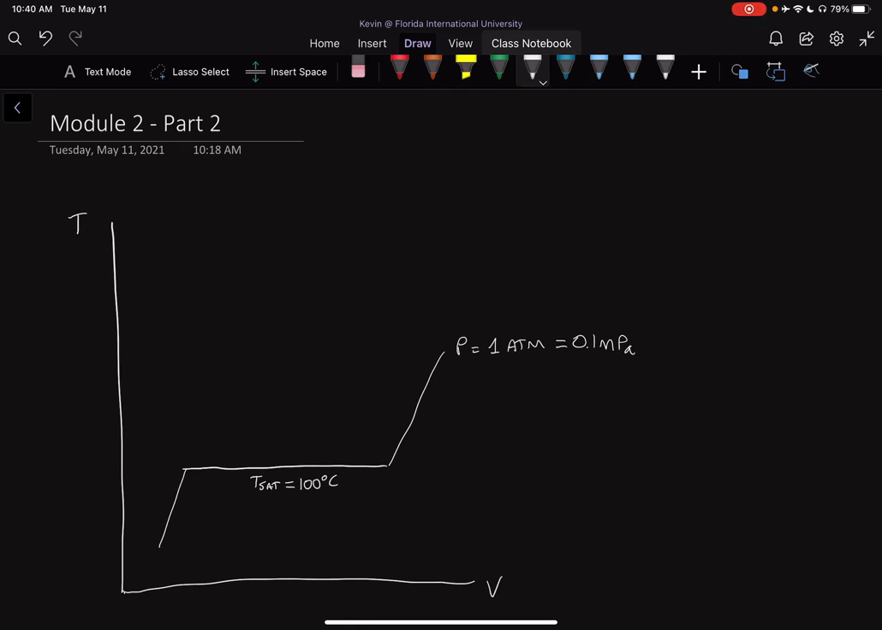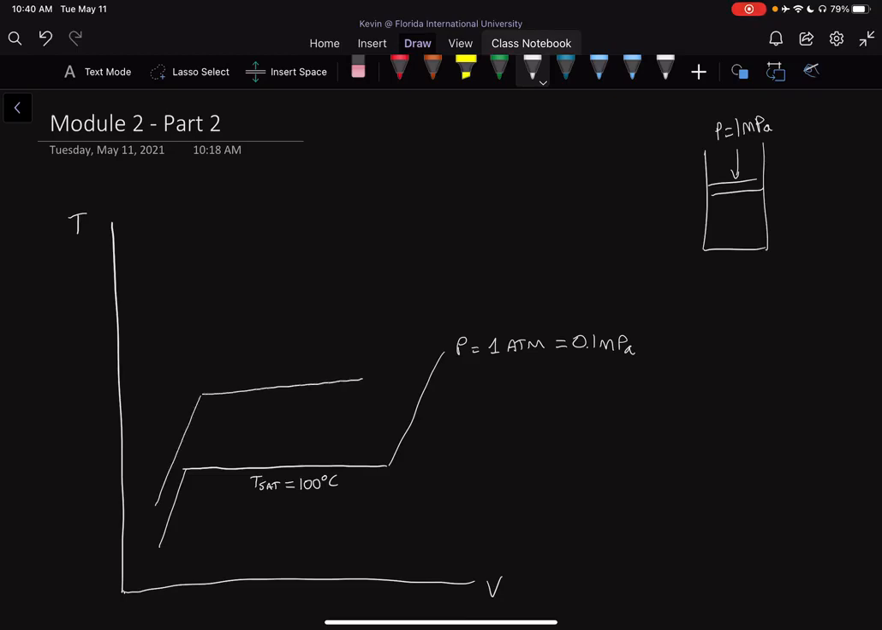Now, what we can do is, what if we changed the initial pressure on the water? So in our piston cylinder assembly, what if the pressure on the piston cylinder, instead of being 0.1 megapascal, were equal to 1 megapascal, or 10 atmospheres? What would happen to our graph? Our graph would actually be shifted to something like this.